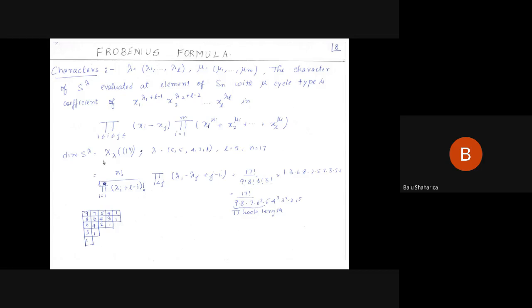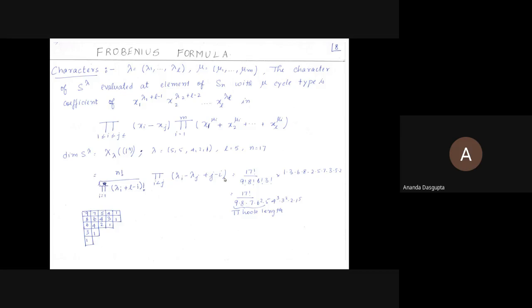There's another way to get the dimension. I haven't calculated the identity for a given lambda, which does give the dimension, but the formula I've used here is from a book where they find the determinant and so on, which basically again gives n factorial divided by the hook lengths.